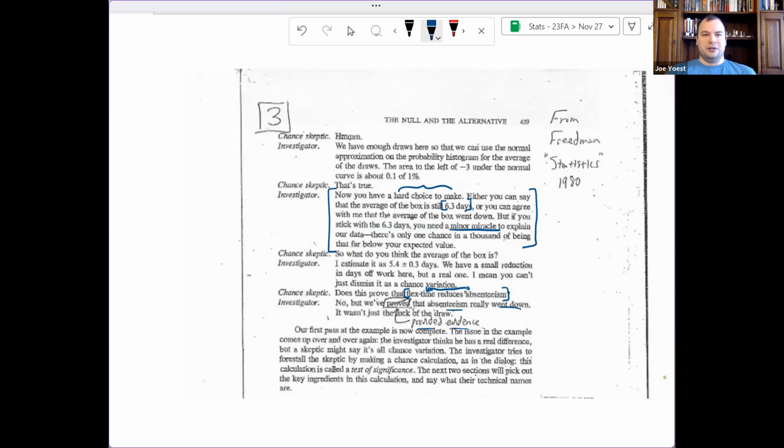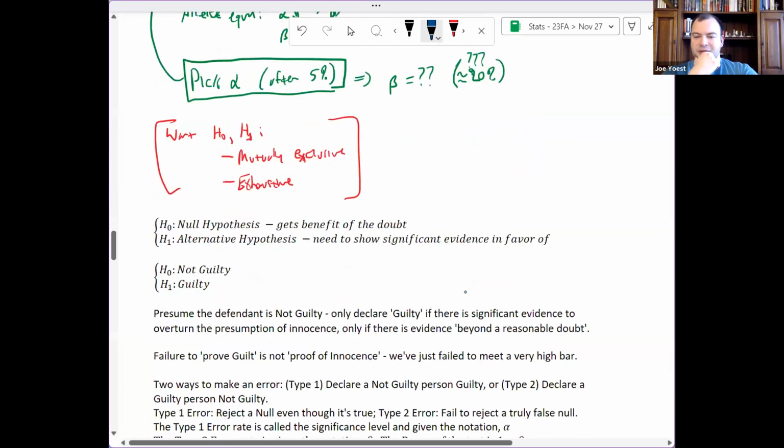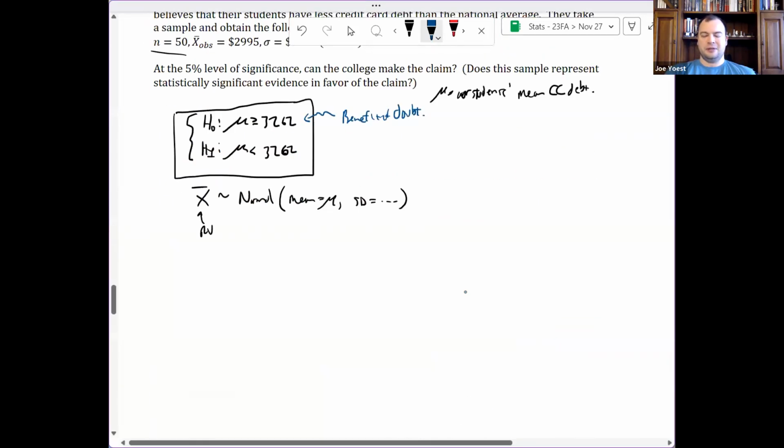So if it's extremely unlikely for us to get such data under the null hypothesis, and importantly, if it's more likely to get such data under the alternative, that's whenever we would want to reject the null in favor of the alternative. So H naught gets the benefit of the doubt.